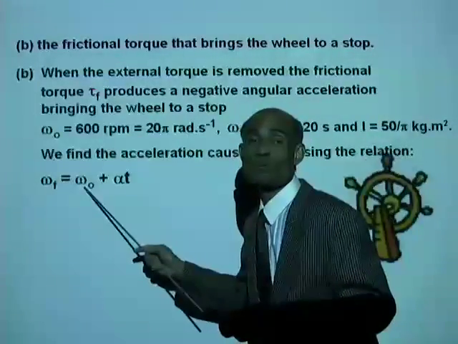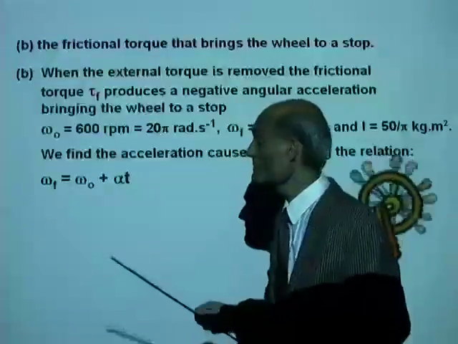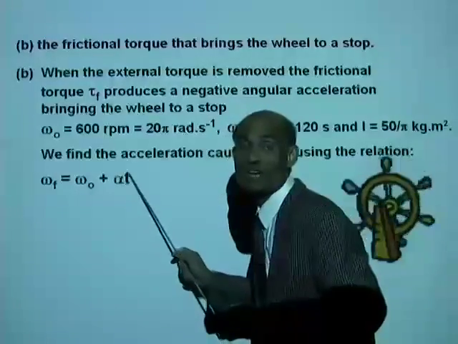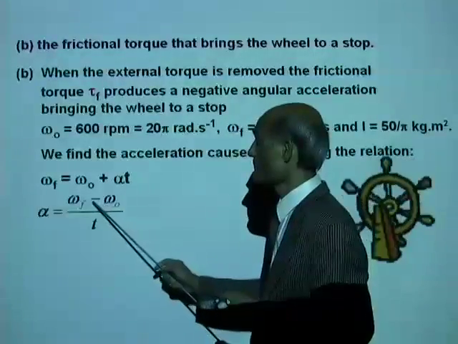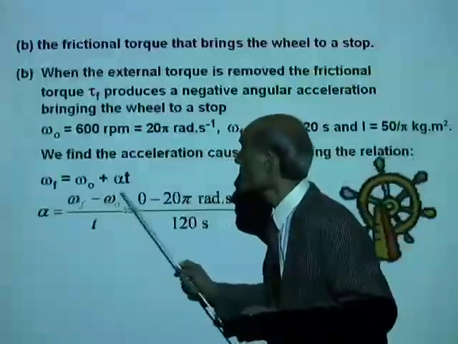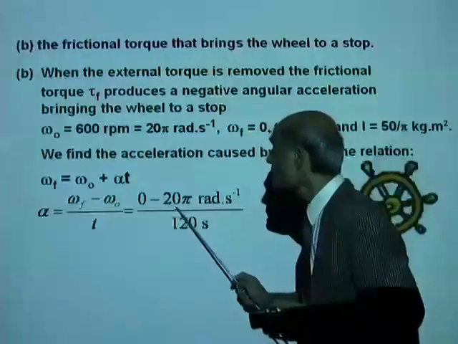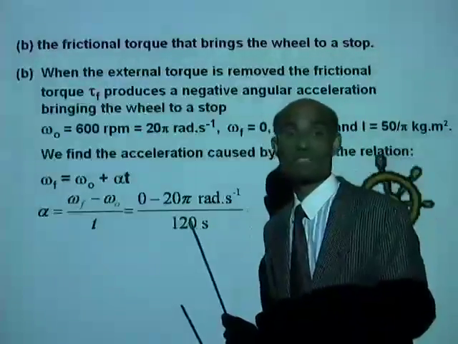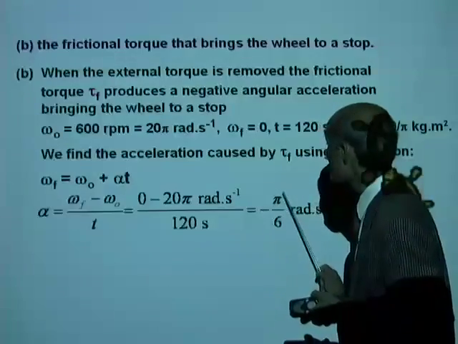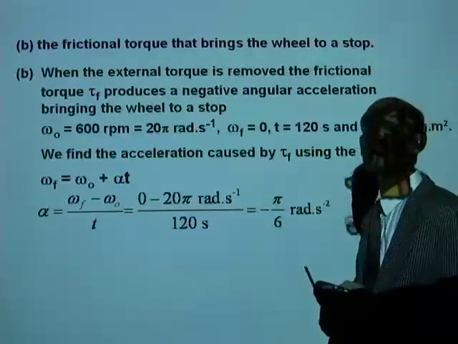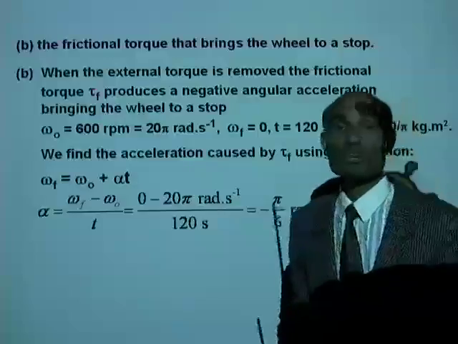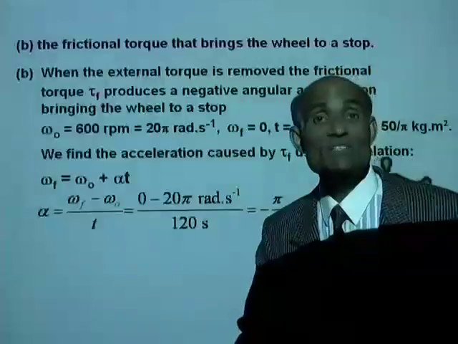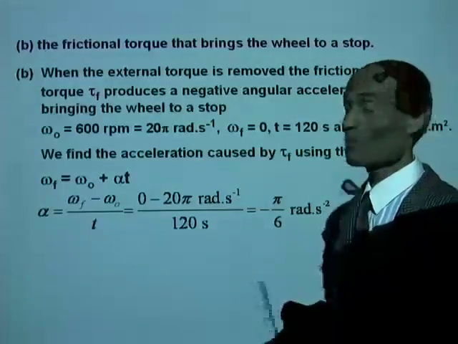Omega F equal to omega 0 plus alpha t. We know omega F, we know omega 0, we know t, therefore we solve for alpha. Using the values, omega F equal to 0, omega 0 is 20 pi radian per second, divided by 120 seconds. That is negative pi over 6 radian per second squared. So the frictional torque produces a negative acceleration of negative pi by 6 radian per second squared.